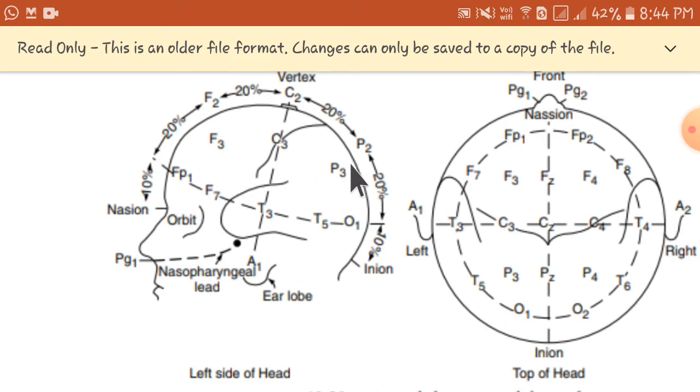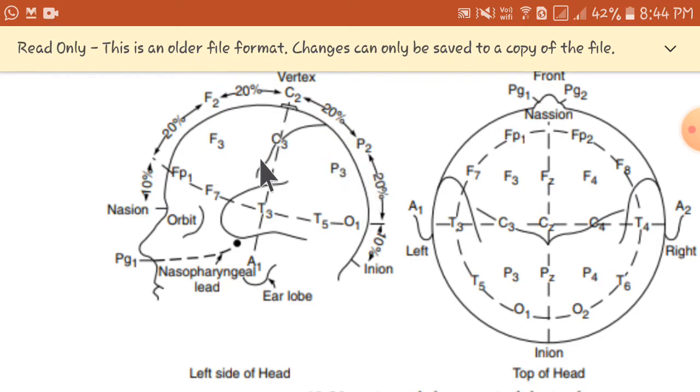The electrodes are placed by measuring the Nasion-Inion distance, the distance from the nasion point to the inion point. This total distance is measured first, and after that the electrodes are placed. One electrode is placed at 10% of the distance, then another at 20%, then 20%, then 20%, and after that 10%. Like this the electrodes will be placed.